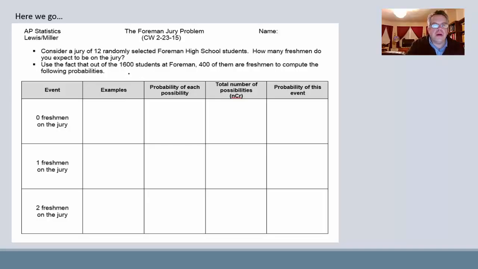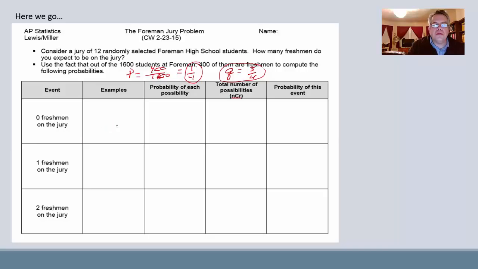So the probability of success, which is getting a freshman, let's talk about that right away. The probability of getting a freshman is 400 out of 1,600. If you reduce that, it's just 1/4. And Q, the probability of failure, which is not getting a freshman, would be 3/4. Before we start, it's going to be a lot easier to use those fractions instead of 400 and 1,600. I'm going to go through a couple rows and get you started.